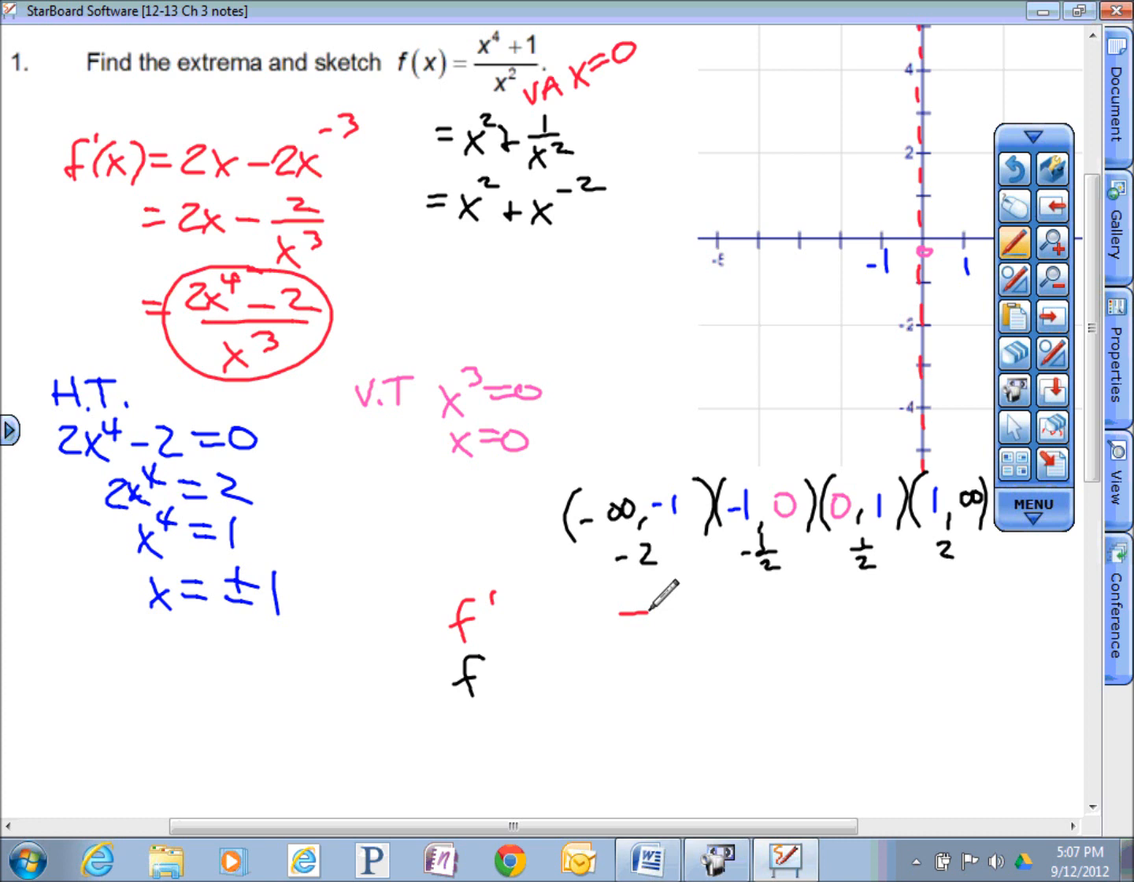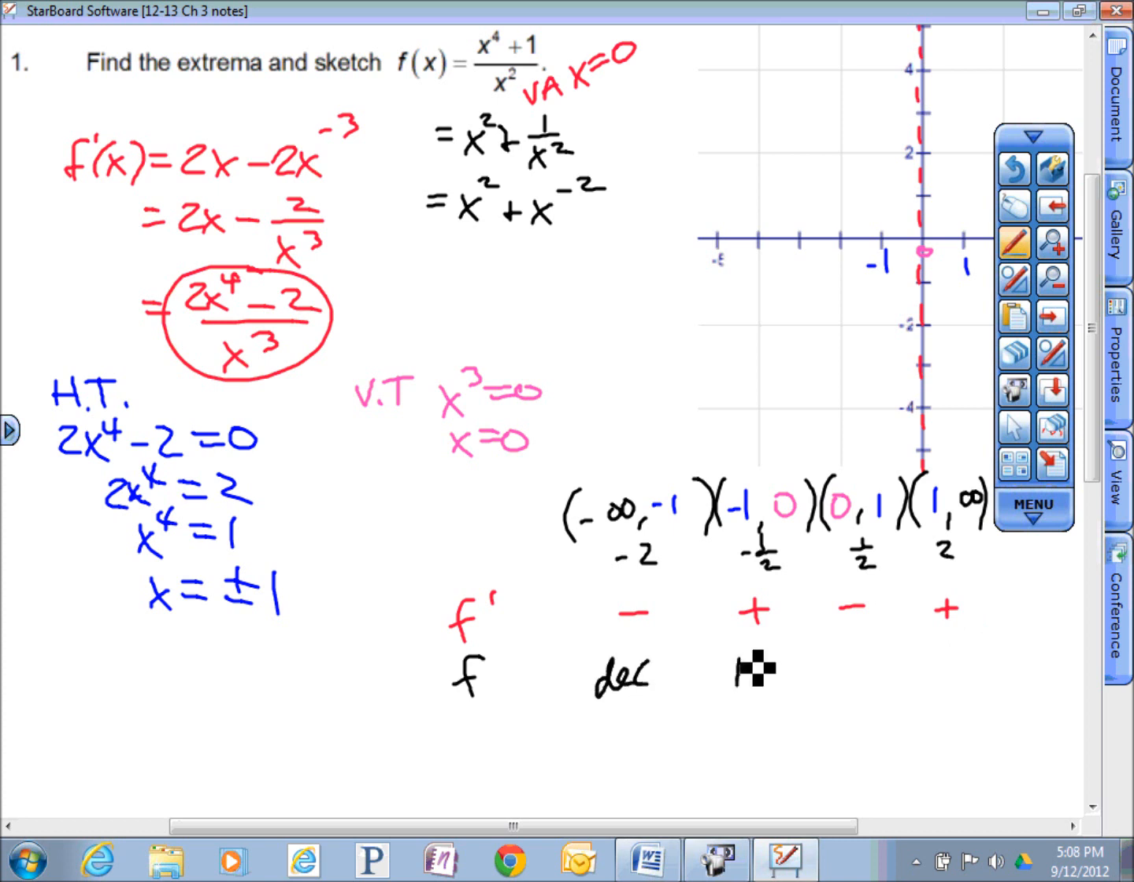So negative 1/2 to the fourth times 2 minus 2 is going to be a negative result on the top, negative result on the bottom, positive result overall. Plug in 1/2, negative on the top, positive on the bottom, negative overall. Plug in 2, positive on the top, positive on the bottom, positive overall. What's that tell us about our function?